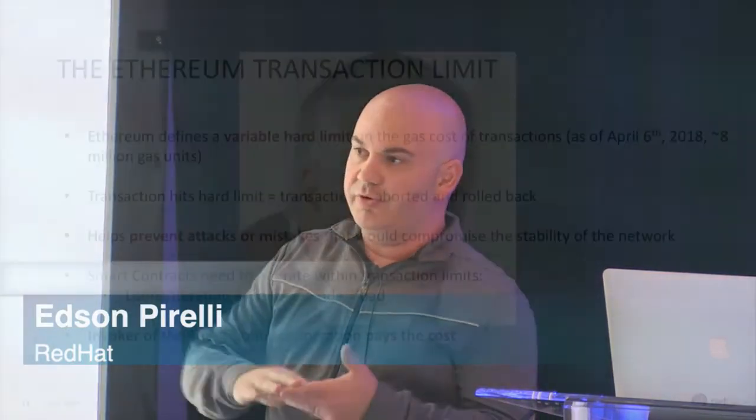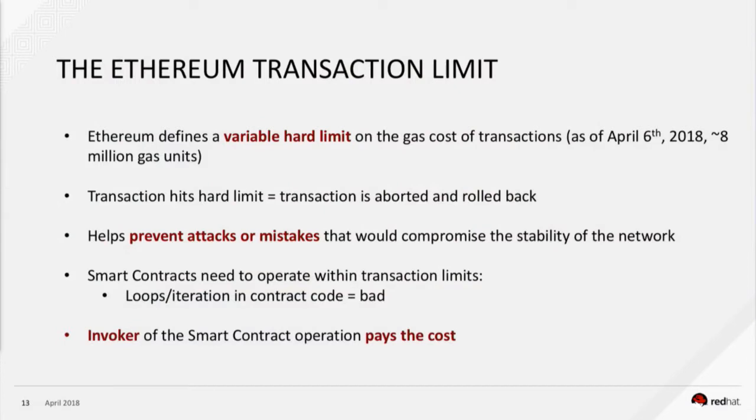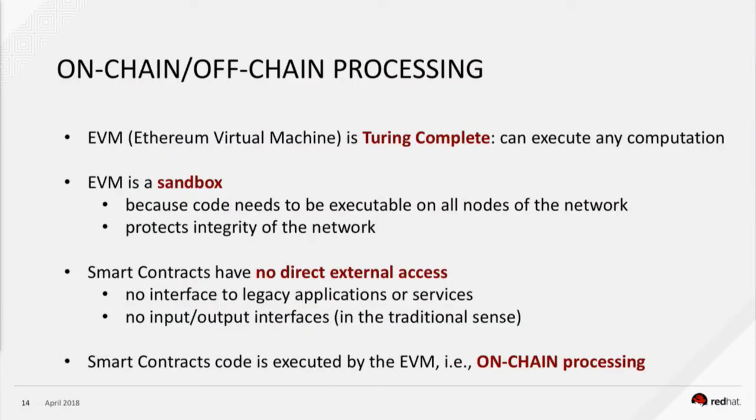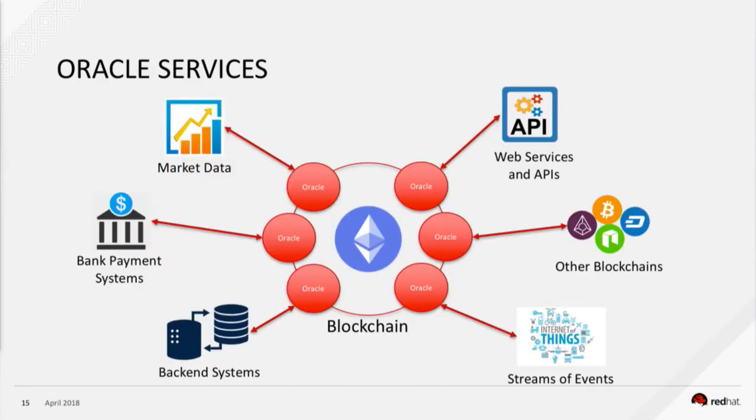Ethereum defines a variable hard limit on the cost of transactions. If you hit that limit, the transaction is aborted and rolled back. This helps prevent attacks or mistakes in the network and keeps it stable. Another concept is that Ethereum is a sandbox. That means all smart contracts running on top of Ethereum have no direct access to external services, like web services and APIs, market data, streams of events from IoT devices and things like this.